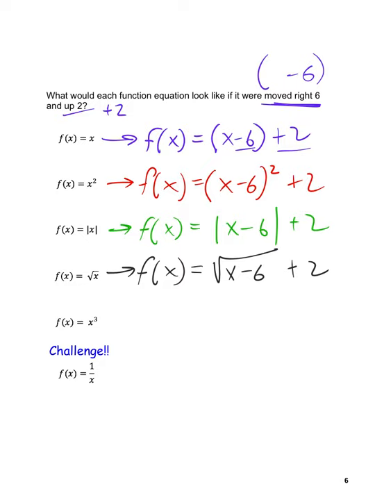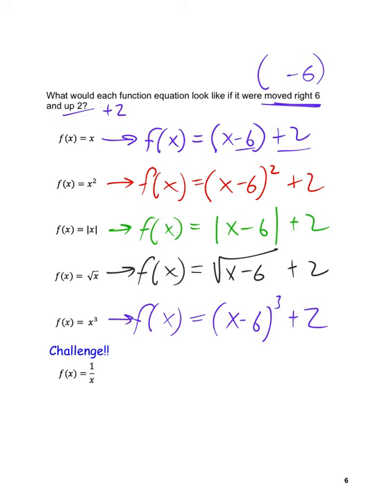Okay? And it's probably not going to be surprising at this point, but the x cubed is a lot like the x squared, but we just have raised to the third instead of raised to the second. Okay, so there's your x minus 6 cubed, quantity cubed. Again, quantity means everything in the parentheses is cubed, and then plus 2. Okay, now we look at the challenge.